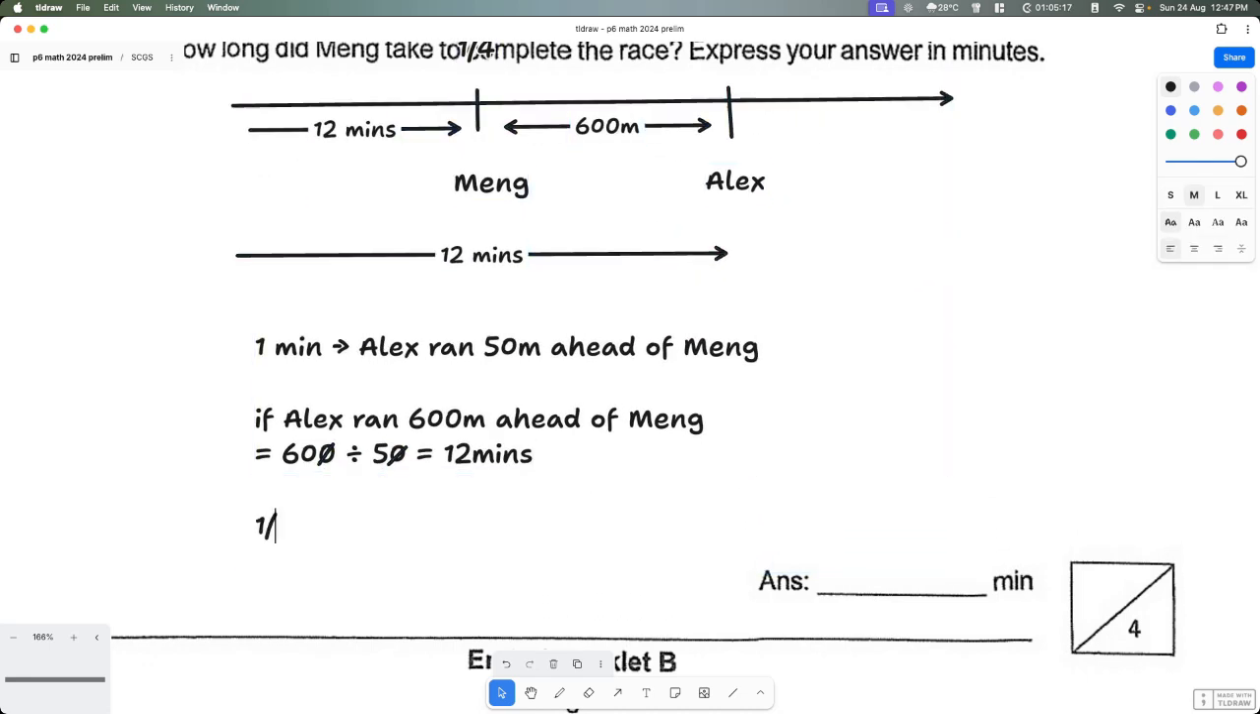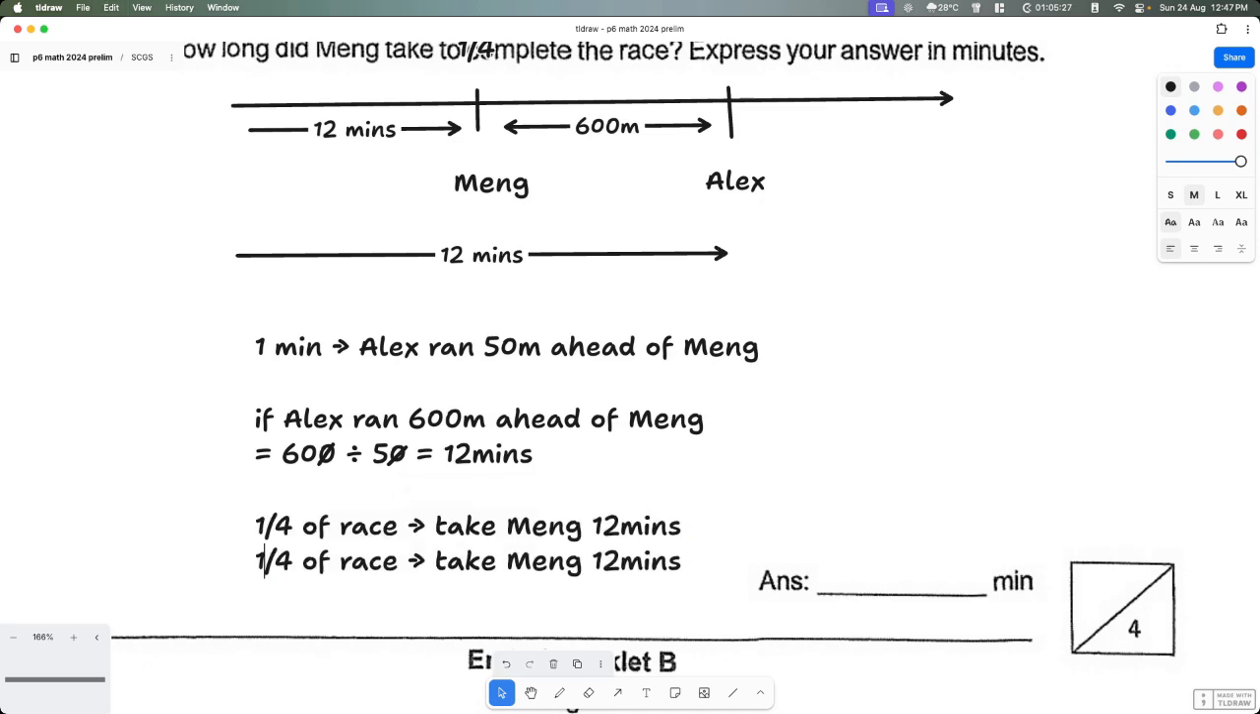Okay, so in that case, since one quarter of the race takes Meng 12 minutes, that means 4 out of 4 of the race takes Meng 4 times 12, which is equal to 48 minutes. Okay, there you go. So that's the answer.